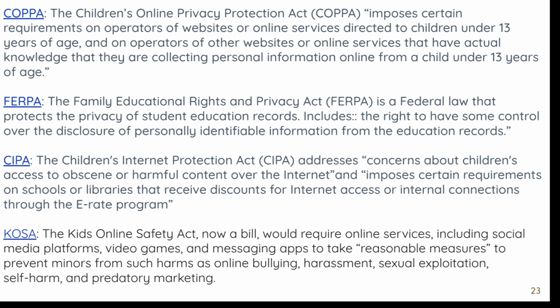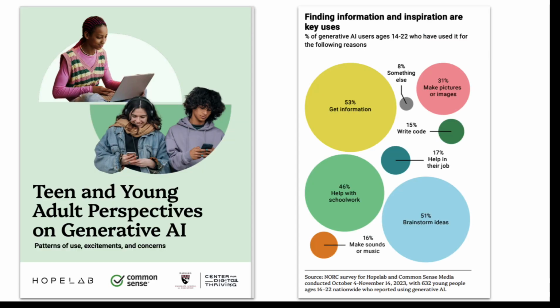That's important. And the very recent, as I'm recording this, going through Congress, the Kids Online Safety Act would require online services, including social media, video games, and messaging apps, to take reasonable measures to prevent minors from such harms as online bullying, harassment, sexual exploitation, self-harm, and predatory marketing. Even if the rest of your organization, institution, association is unaware of these, as a librarian, these regulations are important for you to pay attention to and inform your community about.